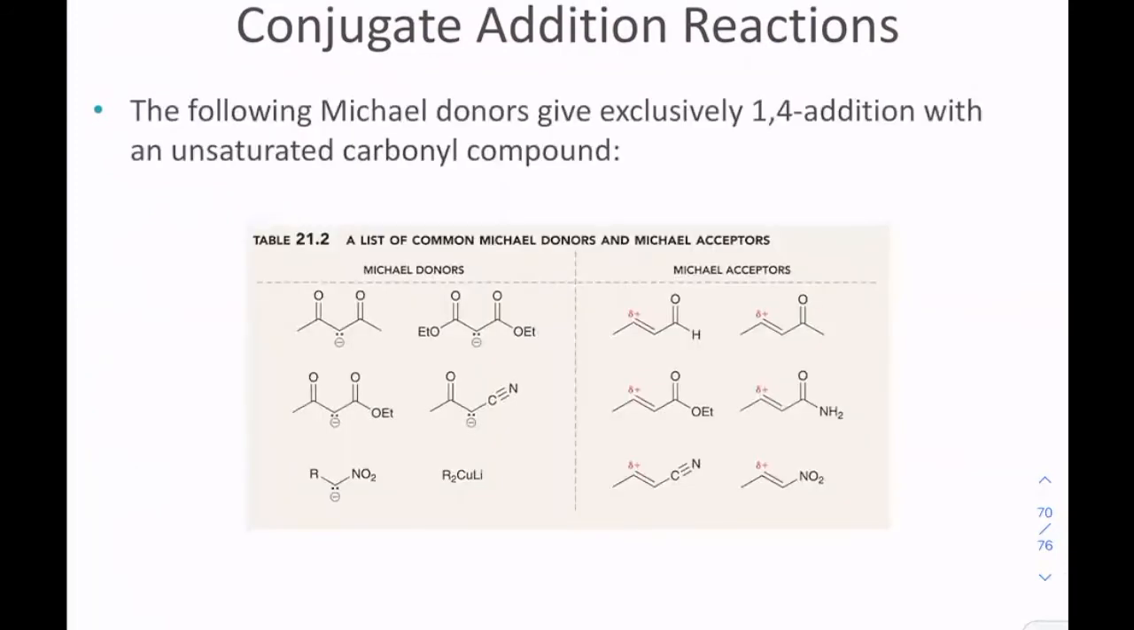Here's a table showing some common Michael donors and Michael acceptors. So here on the left-hand side are things that can work as the nucleophile for the 1,4 addition. And then over here on the right are the ketones, aldehydes, and other species that can act as our alpha beta unsaturated. And notice here that the beta position is highlighted in all cases.